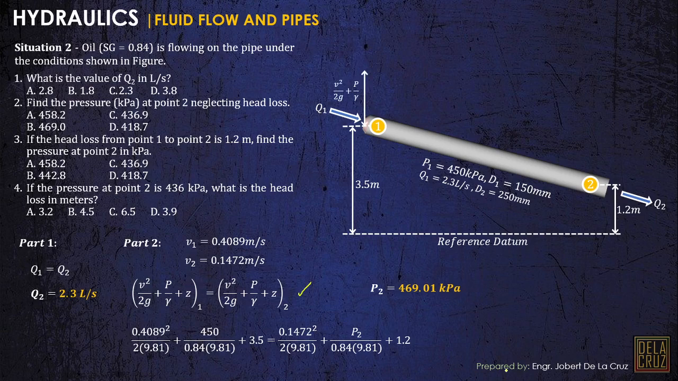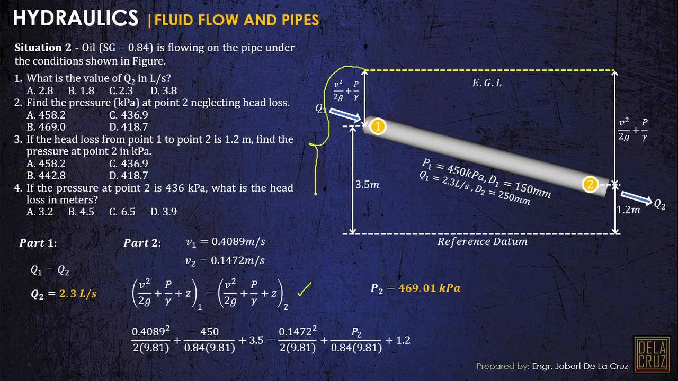Now, from point 1, from the reference datum, we have the potential energy Z. This is our Z1, 3.5. This is composed of velocity and pressure head, so we go up from there. Then here, V2 squared over 2G plus P2 over gamma. This is our energy grade line. This total energy here is equivalent to the energy here.